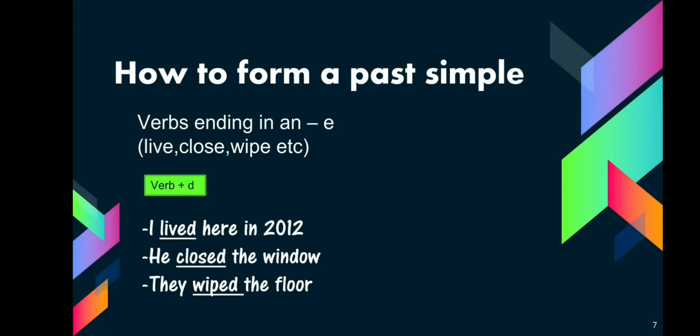And we need to pay extra attention to verbs that end in e, such as leave, close, and wipe. With these verbs, we use the infinitive form of the verb, but we only add a d. For example, I lived here in 2012. He closed the window. She wiped the floor.